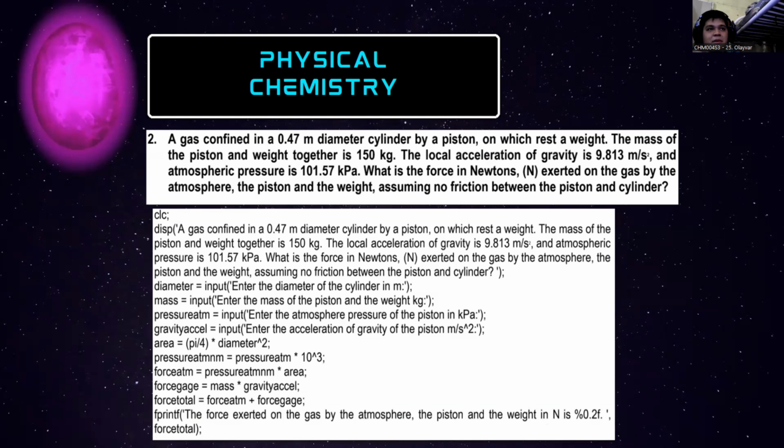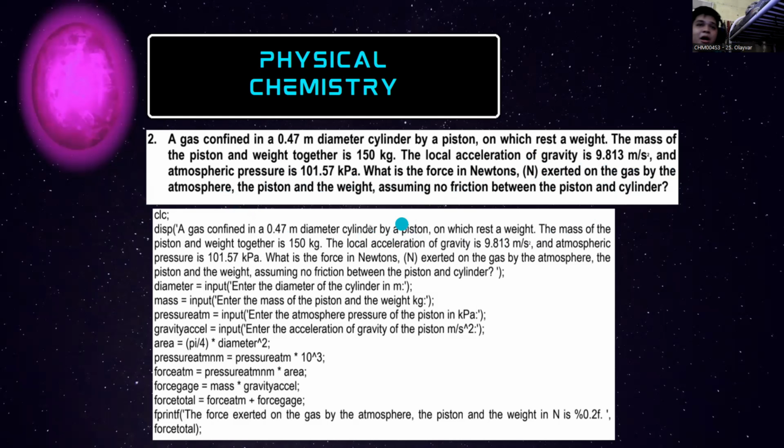And the next problem: a gas is confined in a 0.47 meter diameter cylinder by a piston, on which rests a weight. The mass of the piston and the weight together is 150 kg. The local acceleration of gravity is 9.813 meters per second squared. And atmospheric pressure is 101.57 kilopascal. What is the force in Newton exerted on the gas by the atmosphere, the piston, and the weight, assuming no friction between the piston and the cylinder? And so we are going to progress in this.